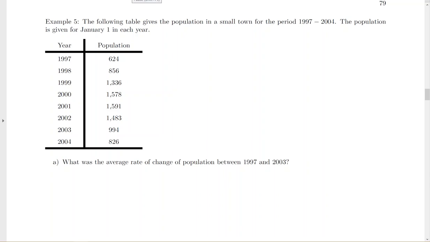Example 5 looks a little scary on the next page, but it's, again, what is the average rate of change, so that's slope, between 1997 and 2003. So you're picking out those two specific data points, 1997 and 2003. And we're finding the slope. I mean, that's all we're doing here. On this one, it's kind of hard to do the f of b. You can do f of b minus f of a and go from there. But, I mean, these are your 2 points.